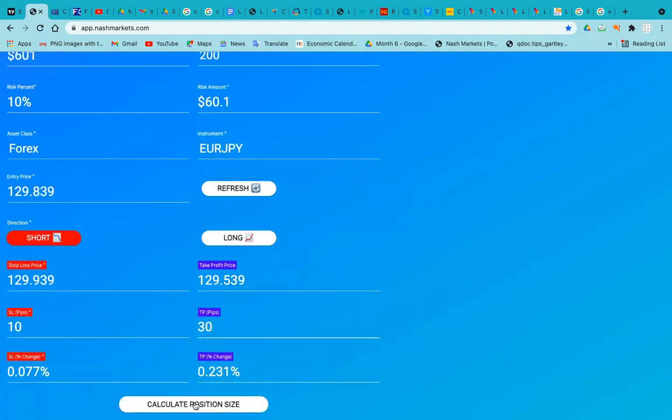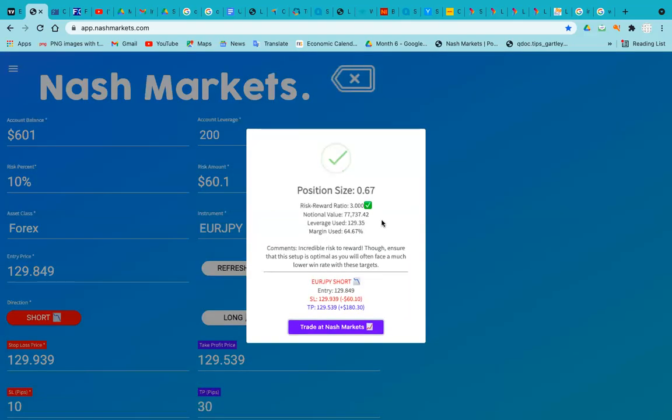All right, you're very good. And this is the lot size I'm going to be using. It's going to come up soon. So 0.67, a very good lot size. Just copy this and I'll paste it on my VIP. So see you guys in the VIP.